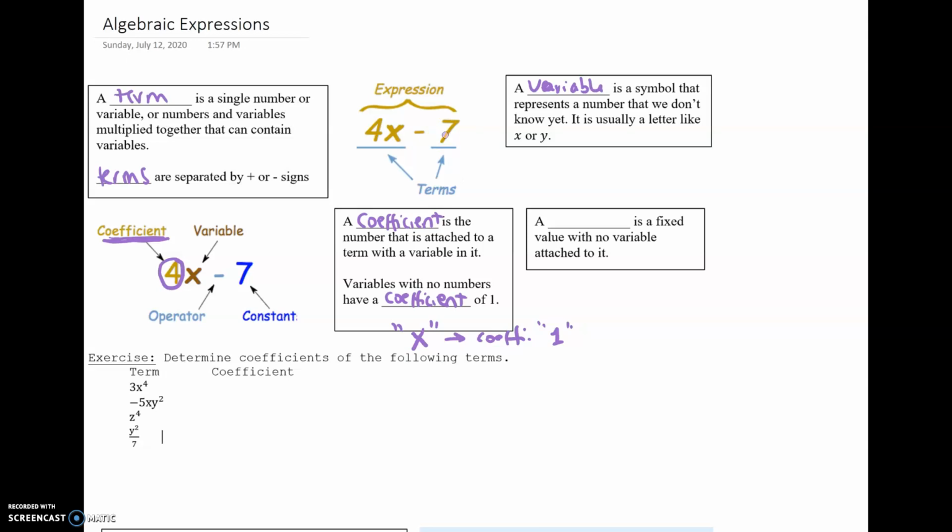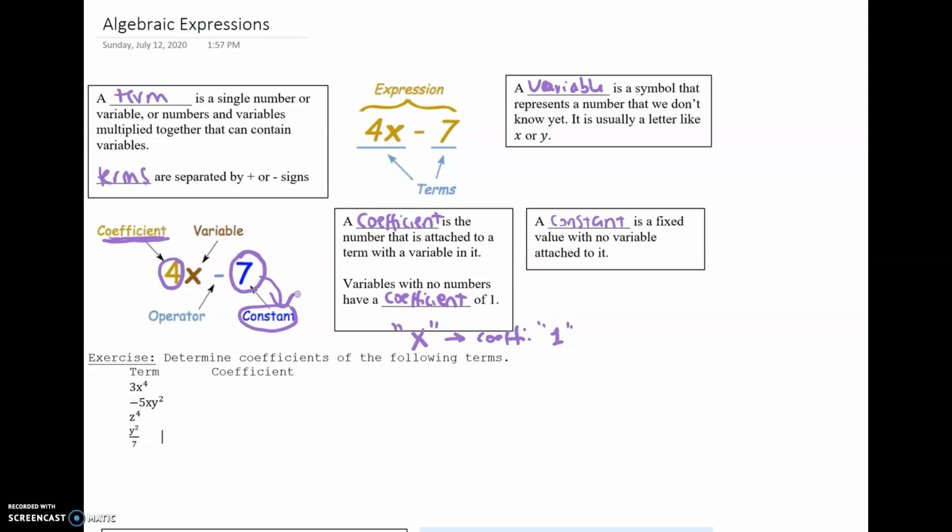And then the last vocabulary word that I want to introduce here is the word constant. A constant is a fixed value with no variable attached to it. So a constant here is 7. So 7 is going to be our constant, because that is just a number. It does not have a variable in it at all.